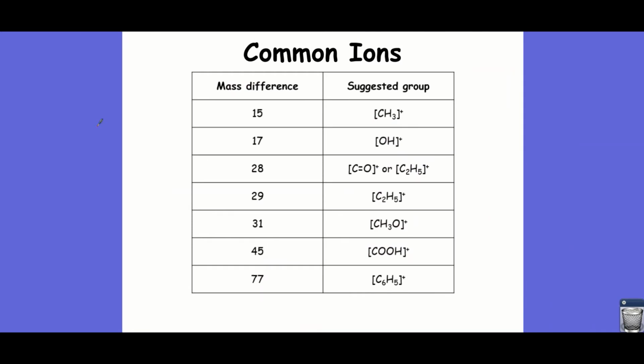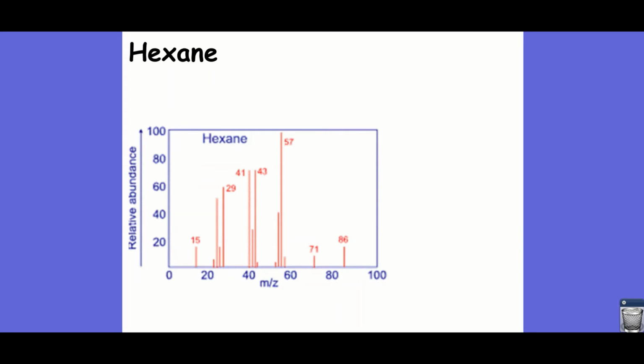So here is just a table of some common ions and their masses that you might see in a mass spectra. So a mass difference of 15 tends to indicate a methyl. 17, as we've looked at, a hydroxyl ion, and just a few more for you to refer to. But we're going to look at another spectra.